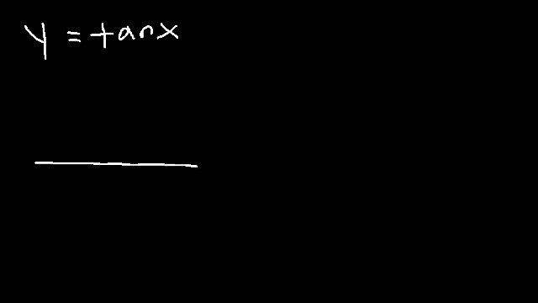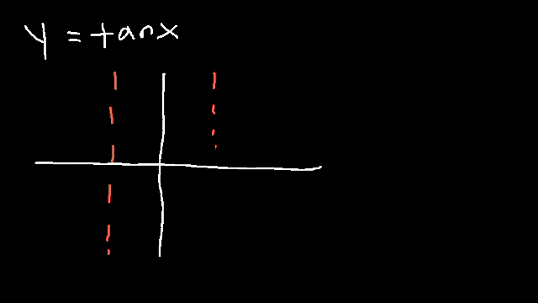And there's one more trig function I'm going to go over in this video, and that is the tangent function. Tangent has the vertical asymptote at -π/2 and at π/2, and it's an increasing function.